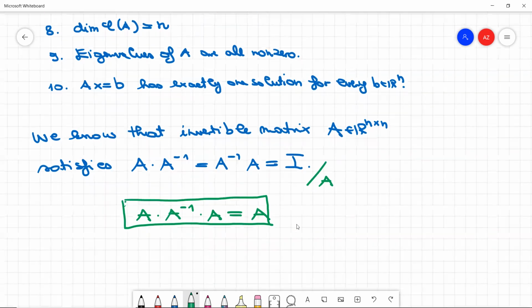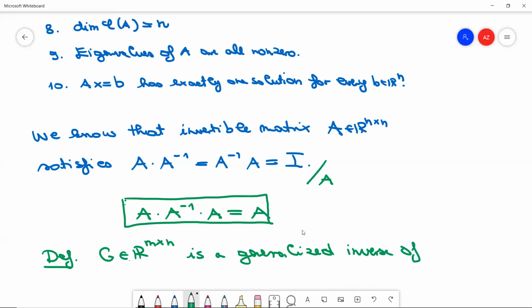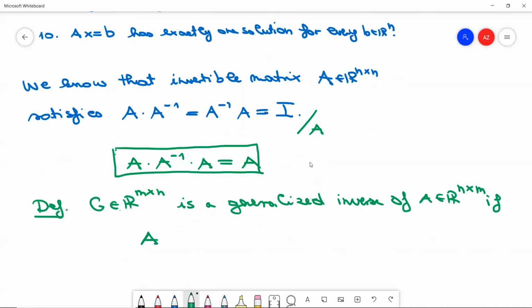However, this also works to generalize the notion of invertibility for non-square matrices and non-invertible matrices. So only the definition, and then we proceed next time. So G with M rows and N columns is a generalized inverse of a matrix A with N rows and M columns if AGA is equal to A.